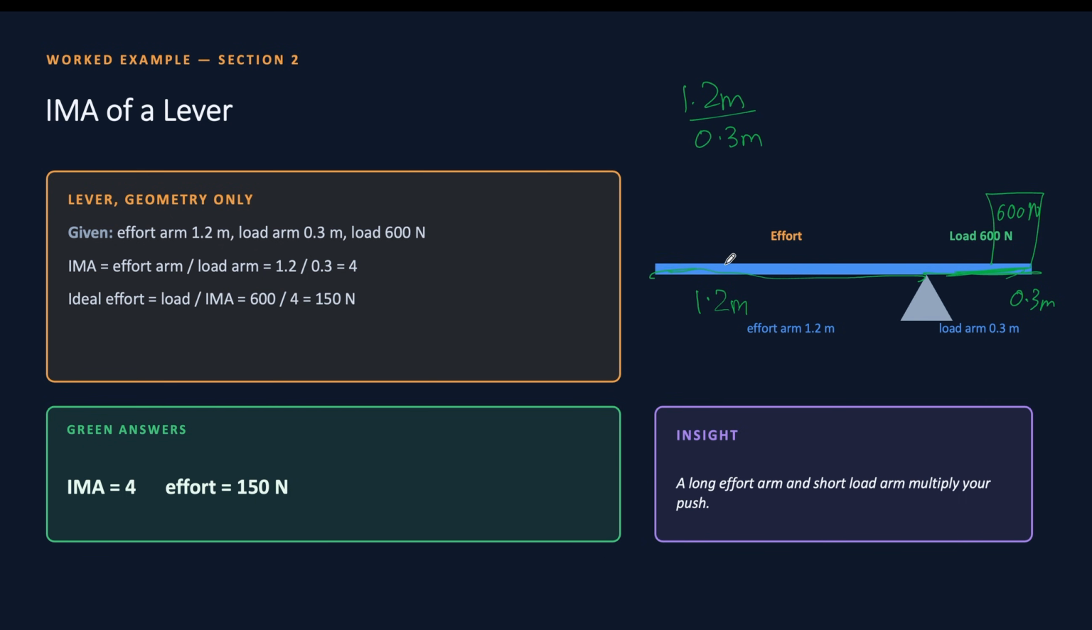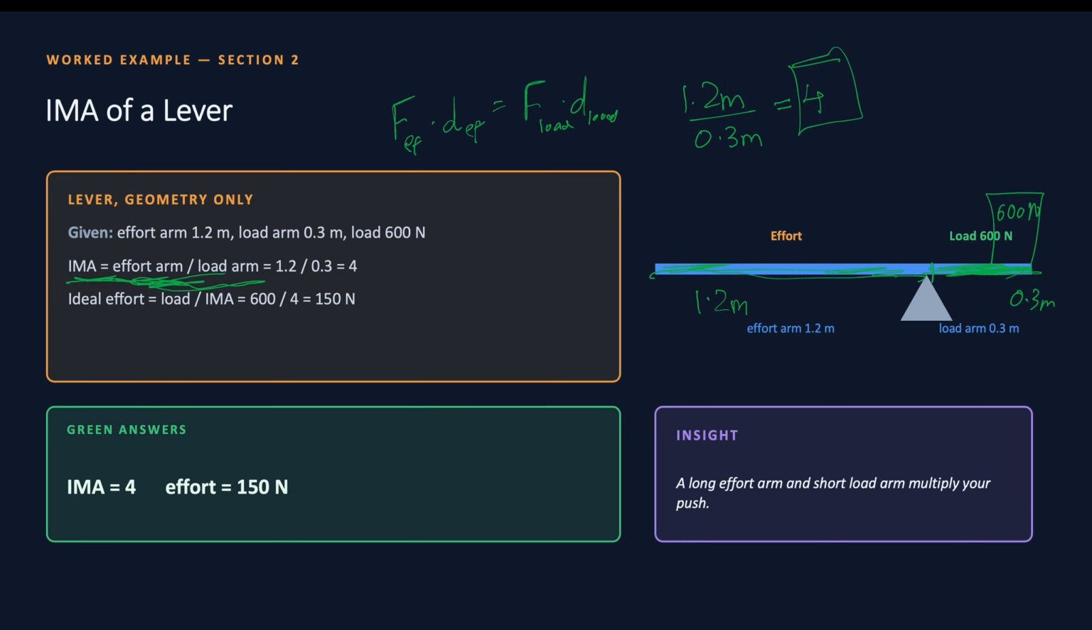Because this is your distance. This is the distance of the block. Or 4. And that's just a ratio, so it doesn't have units. So ideal effort, which we'll go into later, but think of it like this, right? Force effort times distance effort is equal to force load times distance load, right? So IMA is effort arm over load arm.